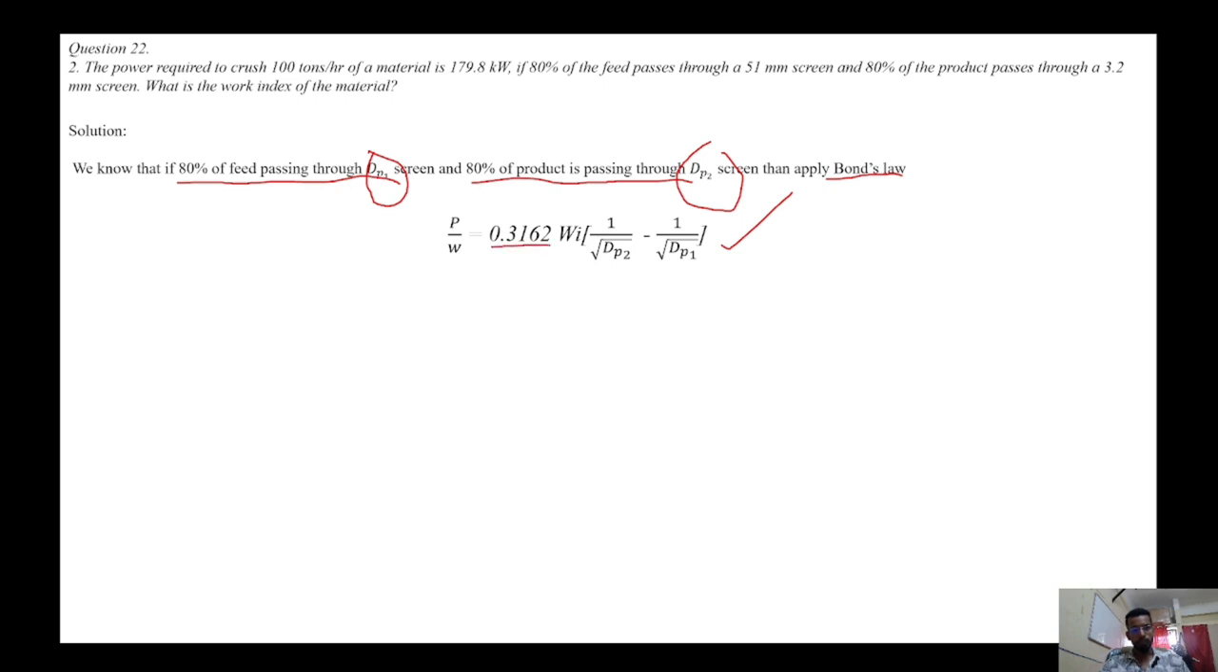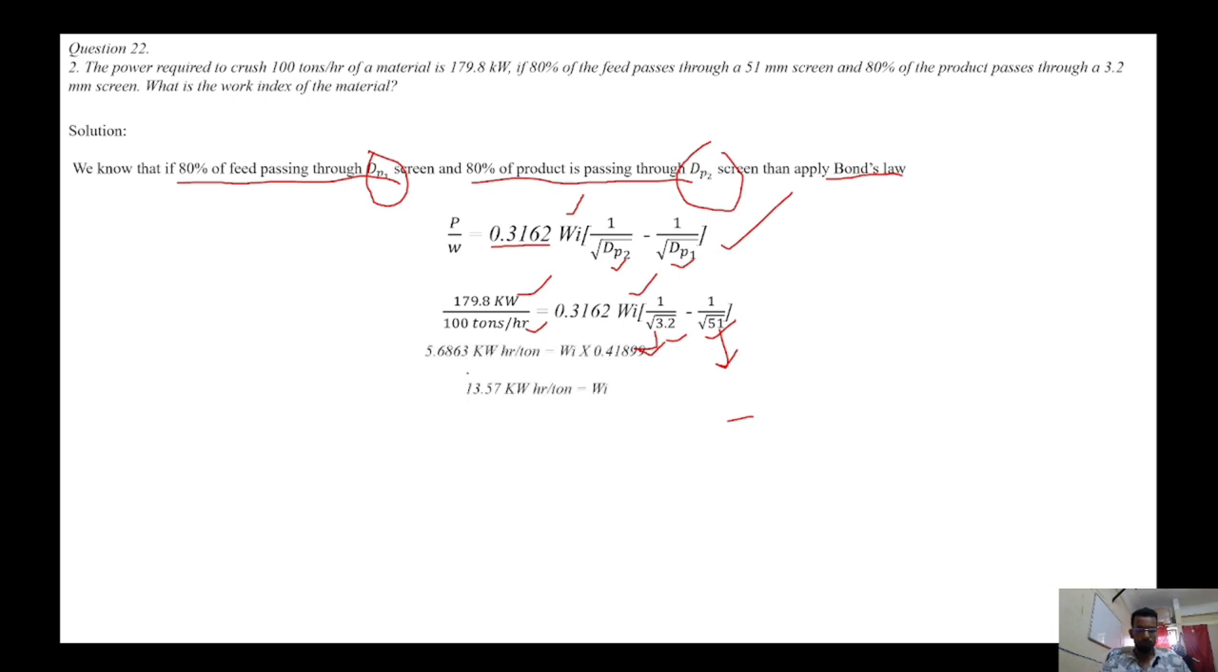0.3162 is the bond constant, then into work index, then dp2 and dp1, right? Put all the values. So this is given, this is given. We have to find the work index. We have put the value of diameters, this is the feed diameter of the particle, this is the product diameter of the particle. So work index is coming 13.57 kilowatt hour per ton.